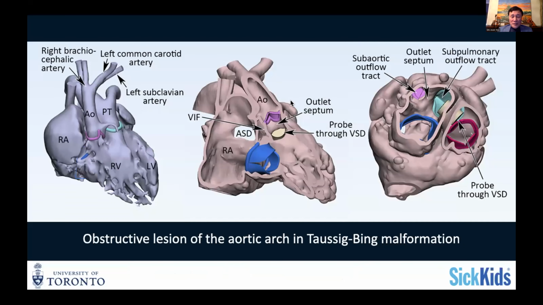When you have the subpulmonary VSD like this, a frequent association is coarctation of the aorta and interruption of the aortic arch. So when you have a subpulmonary VSD, another terminology is Taussig-Bing malformation, and it is well known that Taussig-Bing malformation is frequently associated with a small aortic arch or even interruption. And then you're going to have your subaortic stenosis too.